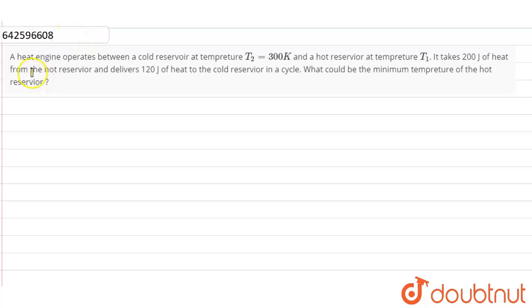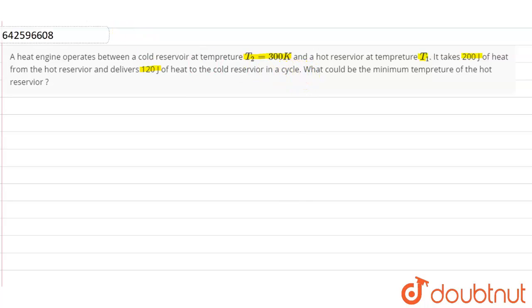Hello everybody. So today's question is: a heat engine operates between a cold reservoir at temperature T2 equals 300 Kelvin and a hot reservoir at temperature T1. It takes 200 joules of heat from the hot reservoir and delivers 120 joules of heat to the cold reservoir in a cycle. What could be the minimum temperature of the hot reservoir?